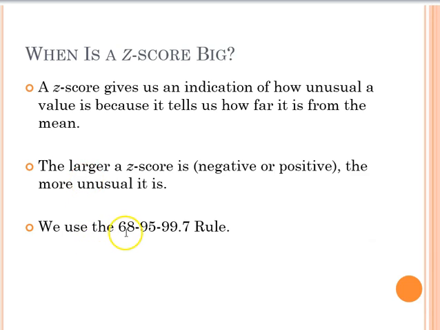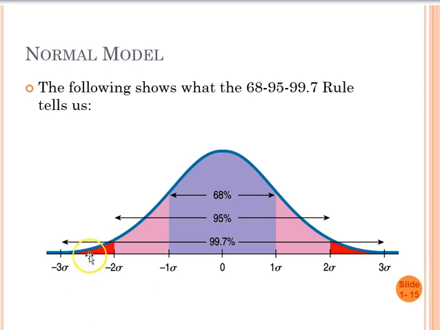But we can use what's called the 68, 95, 99.7 rule to tell us how unusual a data point might be. The rule comes from what's called the normal model, and we'll talk about this in a minute. But first, let's go over the interpretation. 68% of the data should fall within one standard deviation. The sigma here represents the standard deviation. And remember, we've calculated the z-scores so that the standard deviation of the z-score is exactly 1. So falling within one standard deviation above or below the mean, we should see 68% of the observations.